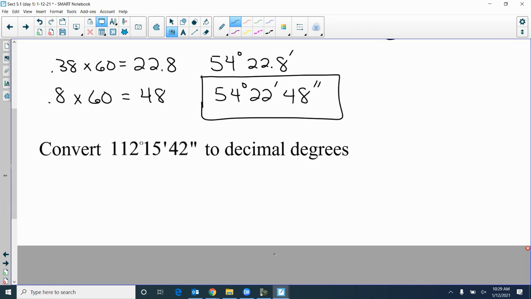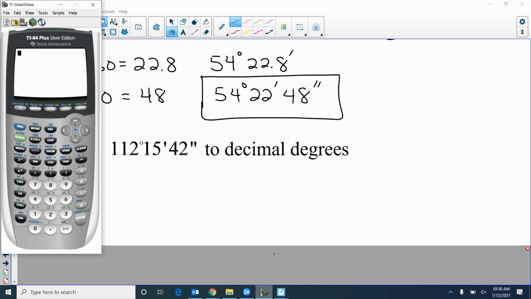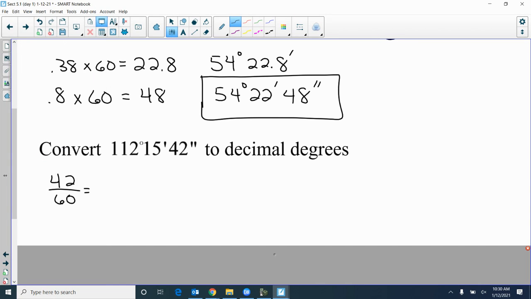Start with the seconds. You got 42 seconds. That is a fractional part of a minute. It is 42 out of 60. So divide that by 60. So take 42 divided by 60. 0.7. So that means I have 112 degrees and 15.7 minutes.